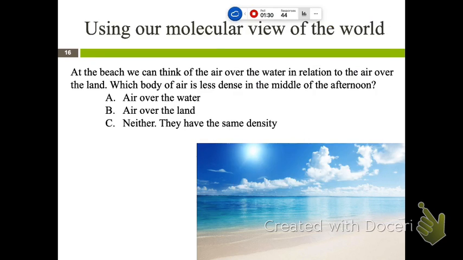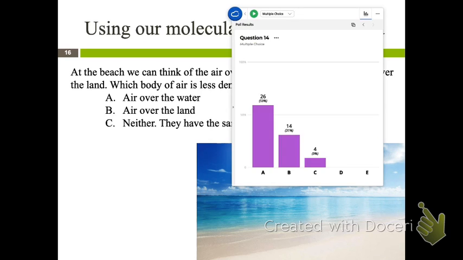All right, so we don't know. What are factors that might contribute to this? Actually, let's do it this way. I'm going to give you the answer, and then I want you to justify why. So which is less dense?